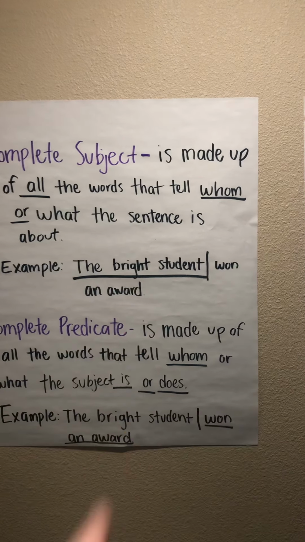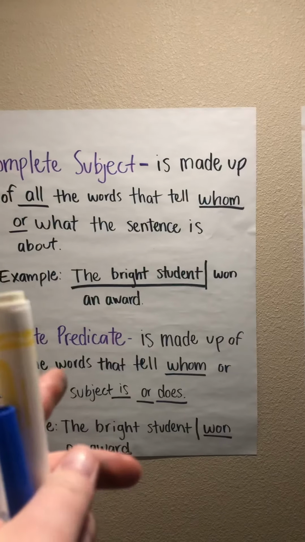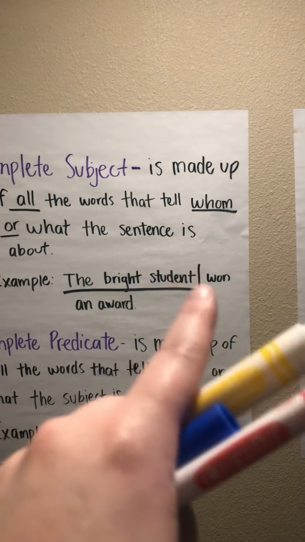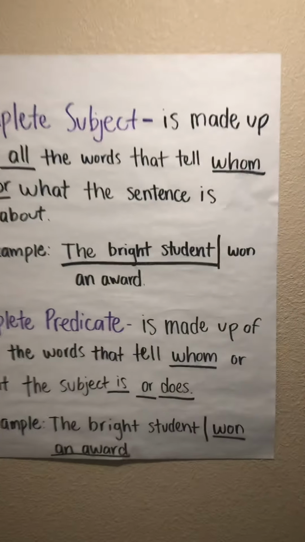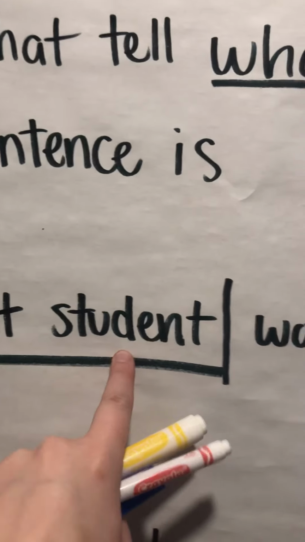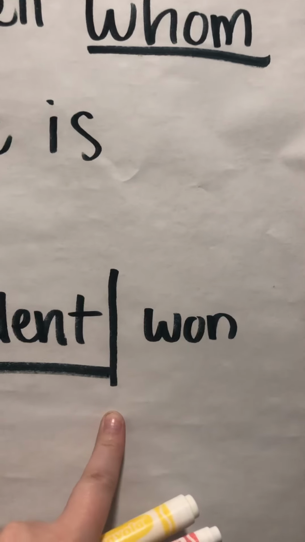So the bright student, what did the student do? Okay, the student won an award. So won is our verb. So I have my noun and my verb where they touch. Every sentence will be like this. And you draw a line that separates your noun from your verb. And this is what we call our subject line.